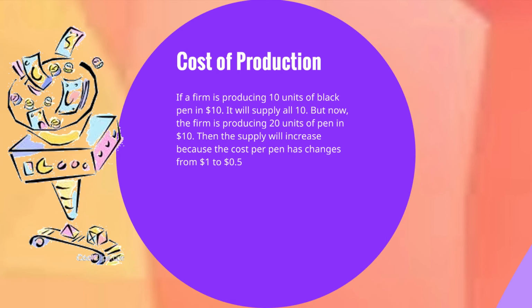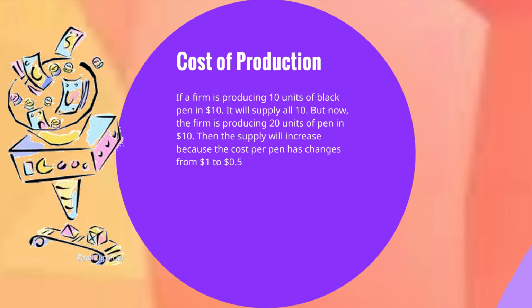Cost of production includes all the raw material and any machinery maintenance cost that we have incurred, not the price that the seller is selling the product at. The seller can still supply the product at $10 for 10 units of black pen, even if the cost of production has decreased. So if cost of production decreases, then the supply will increase, because you have more money in hand.